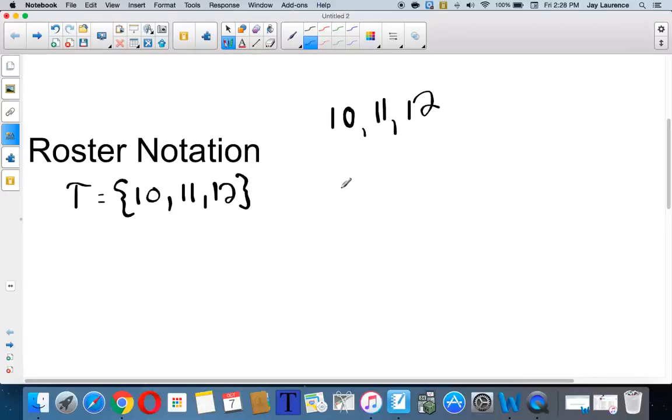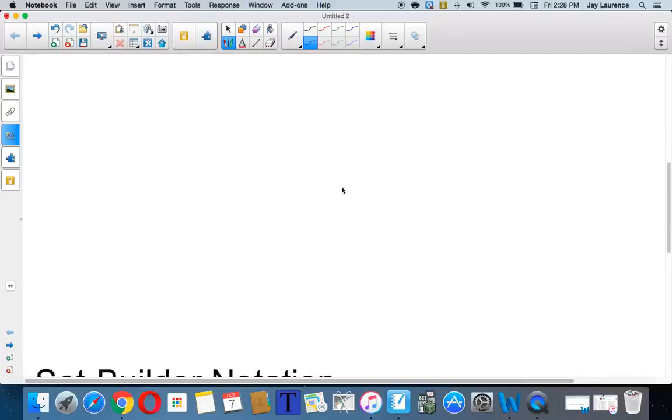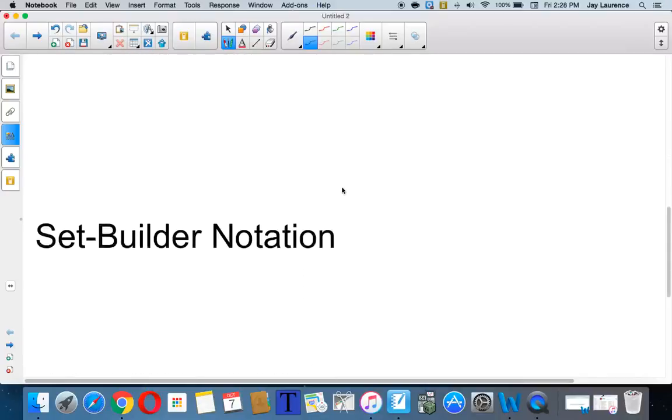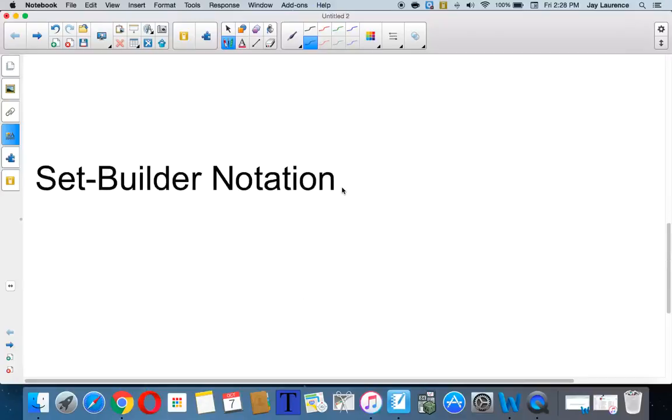All right, so that's roster notation. Now, we also have something called set builder notation. Set builder notation looks kind of weird, only because you're not experienced with it. It's really easy. First, we're going to say T, and by the way, we're dealing with 10, 11, and 12 still. And so T is going to be equal to the set. T's just the name, by the way. I could have called it rutabaga if I wanted to. Don't do that, Rudvik.